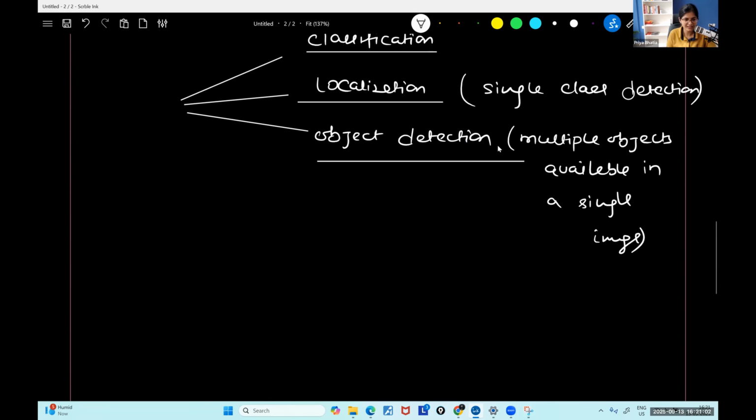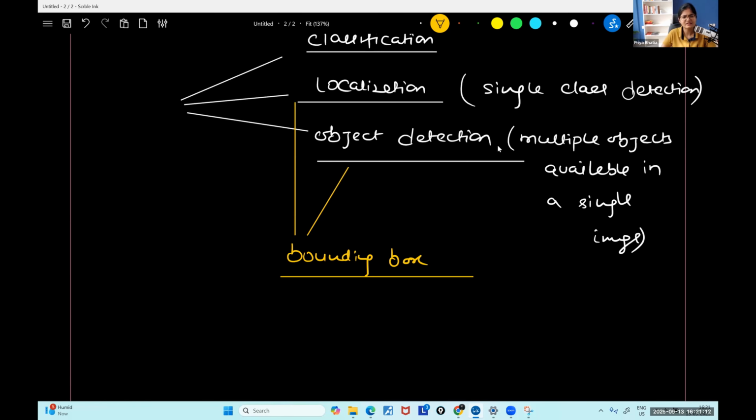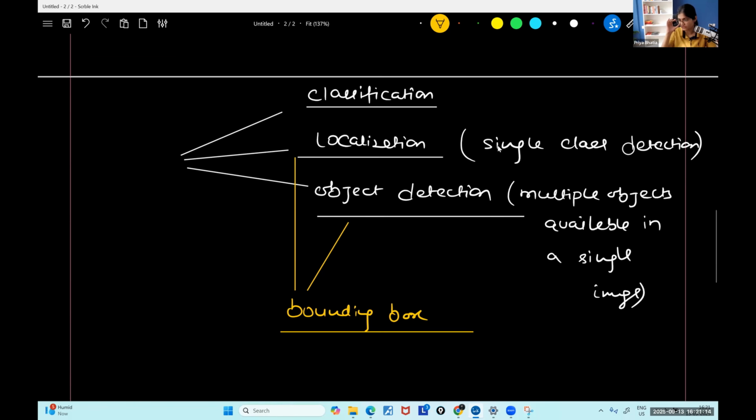So in both of these cases, the common thing will be a bounding box. In classification, it's a simple classification task which helps my image to be classified into the specific class it belongs to. I hope it is clear to everyone. All good with these terms?